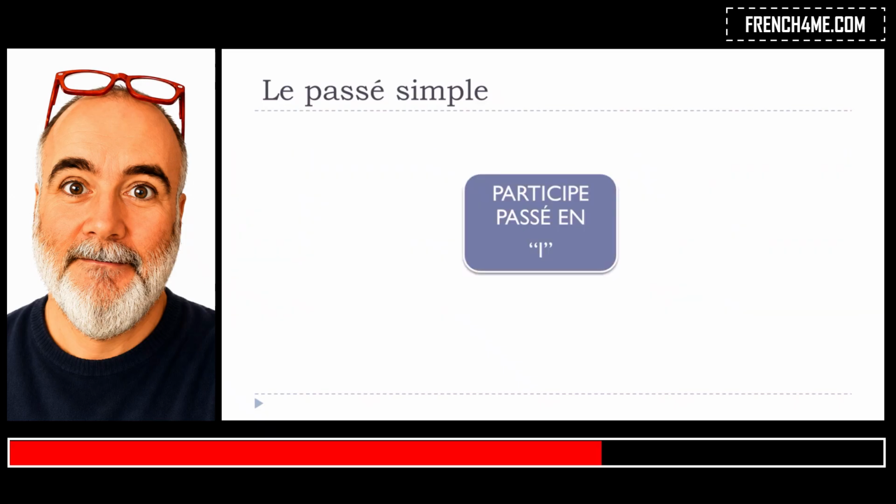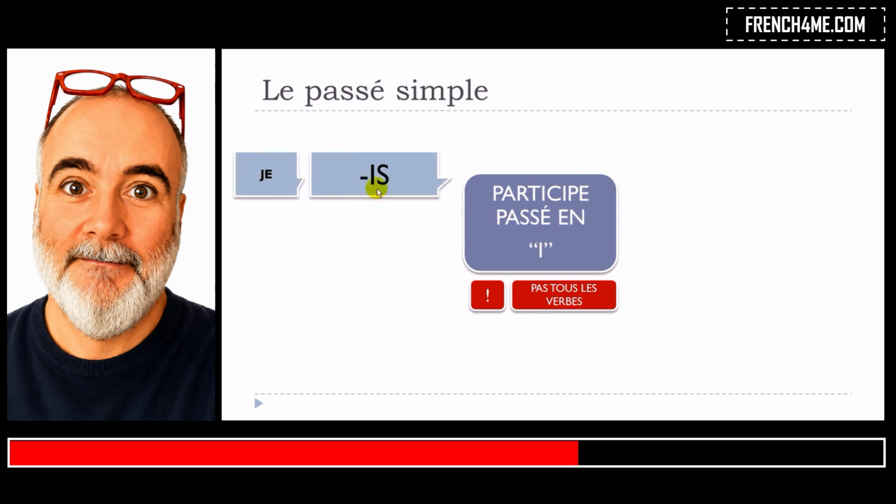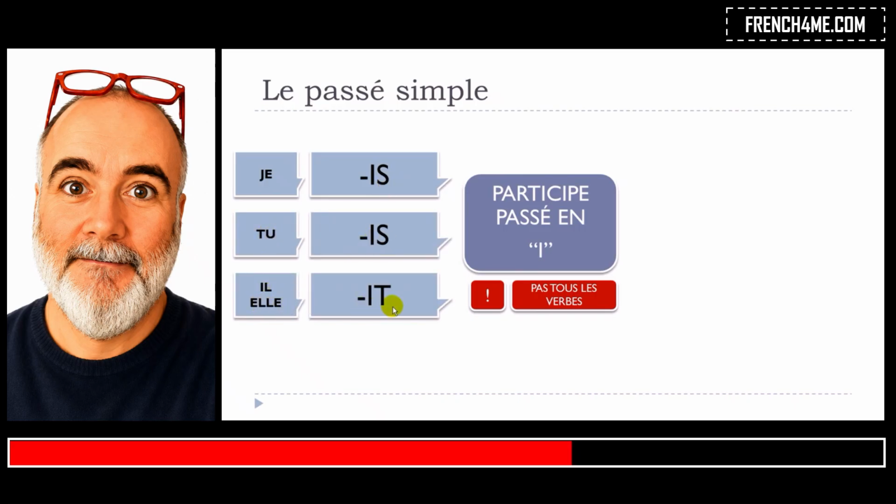So let's continue now, and we'll discover something a bit more tricky. So we're not talking about groups and subgroups, but we'll talk about the verbs that will have their participe passé, so past participles, in I. Okay, so remember, we're not talking about all the verbs in IR, for instance. And then je, so it will end with is. Tu, it will end with is. Il, elle, it will end with it.